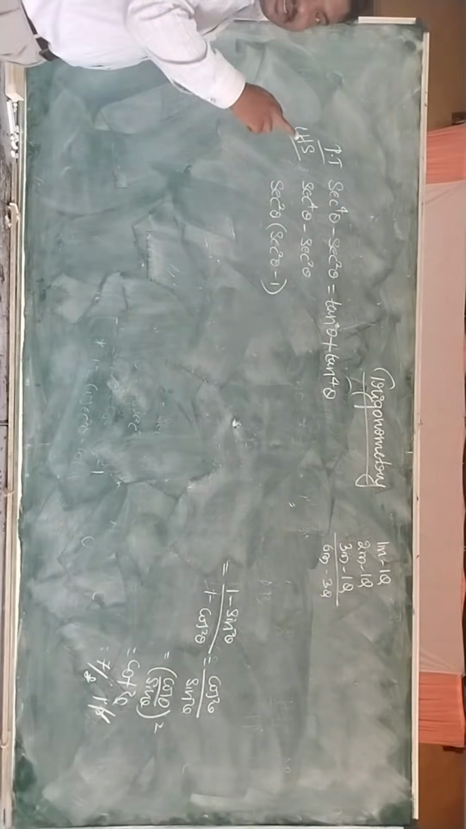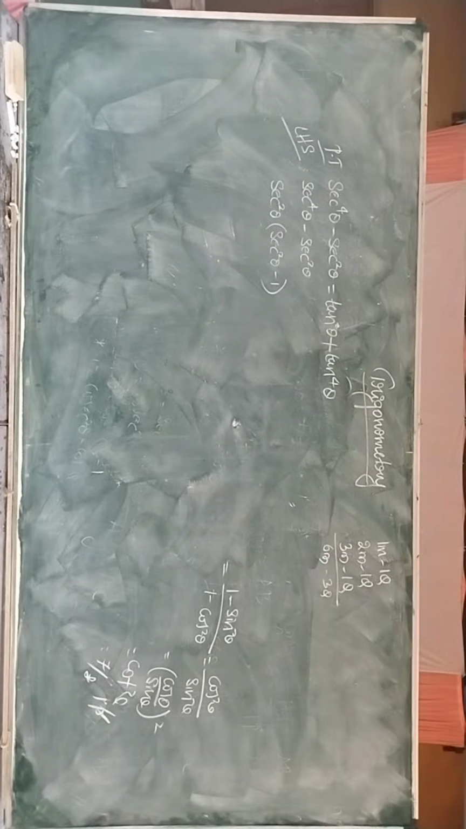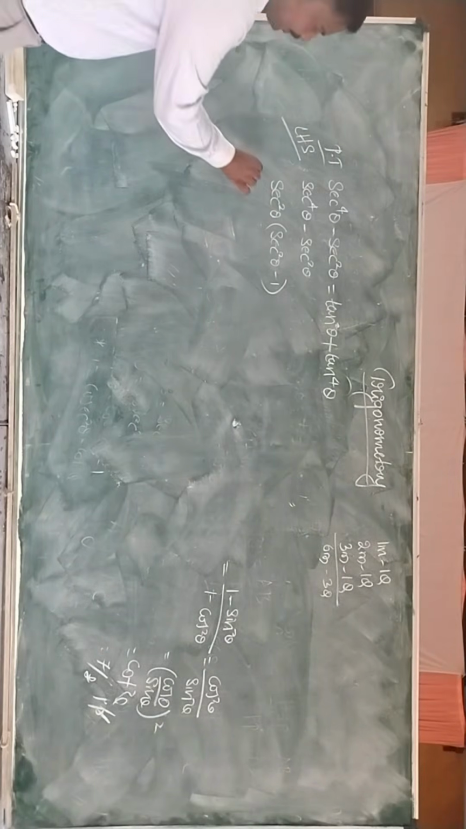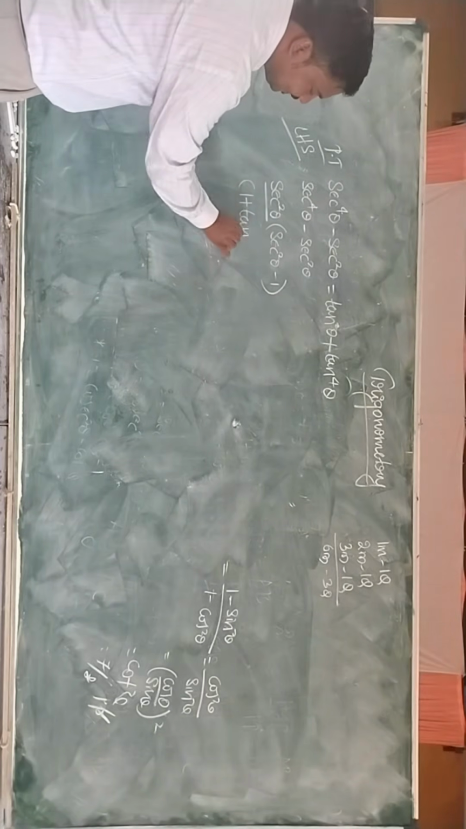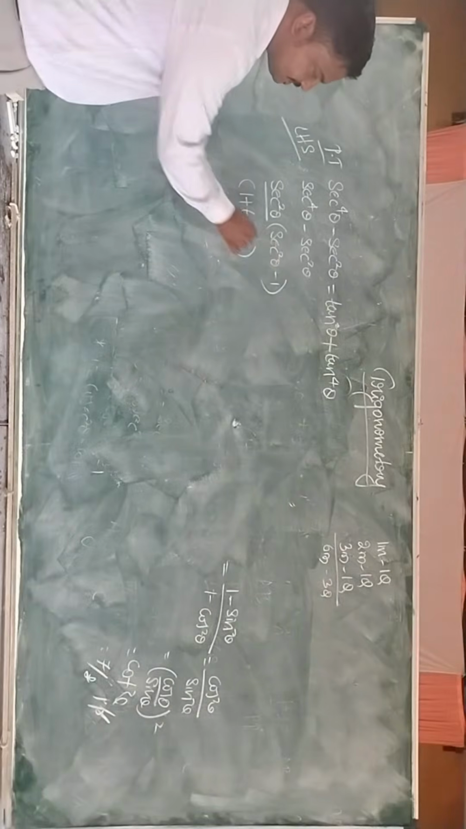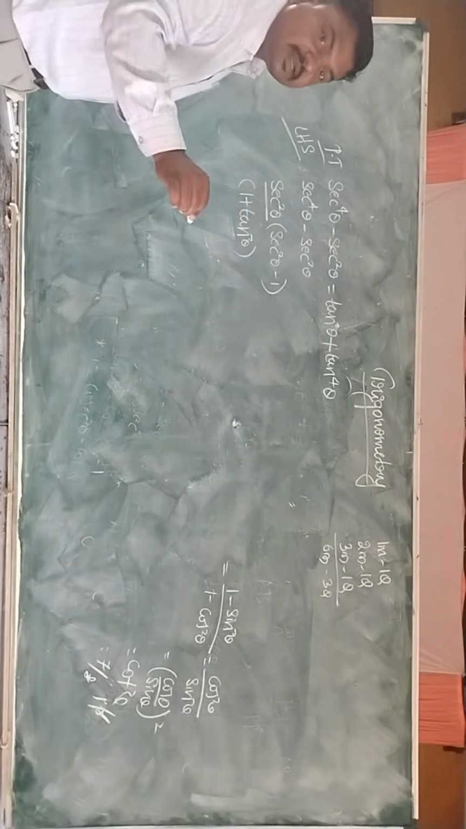But the right hand side is in the form of tan. RHS in the form of tan. We know the second identity: 1 plus tan square theta is equal to sec square theta. So in place of sec square theta, I want to write 1 plus tan square theta. And sec square theta minus 1 is nothing but tan square theta.